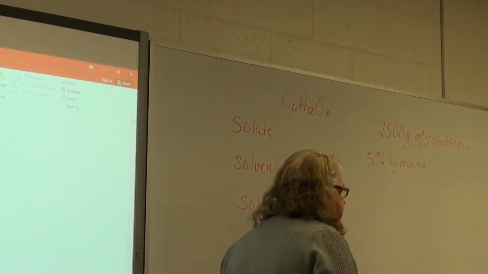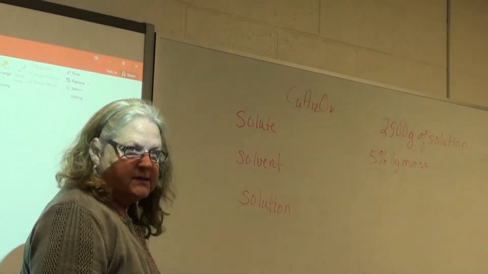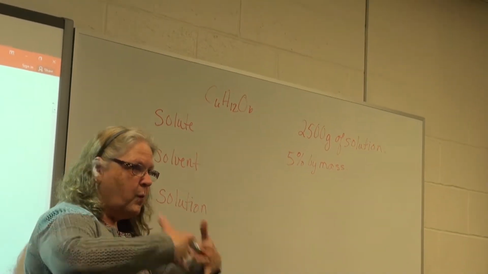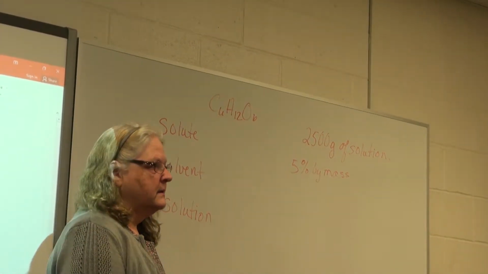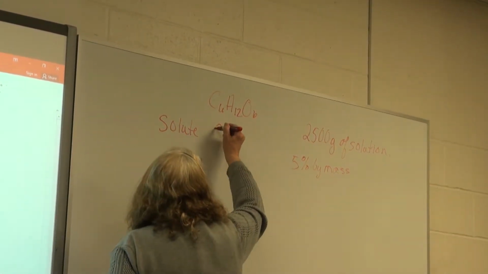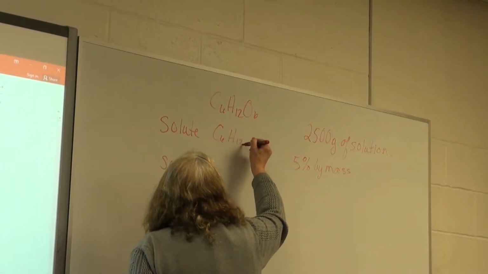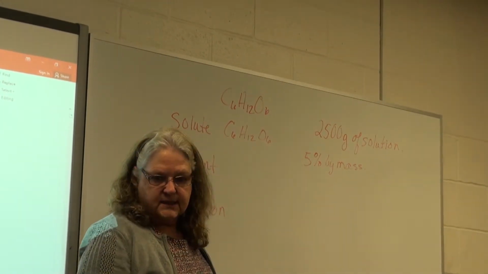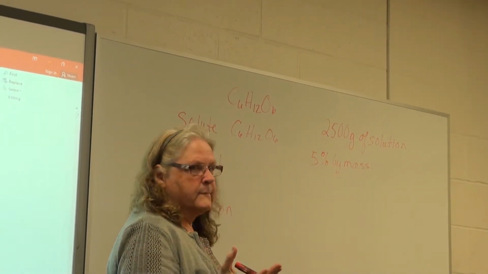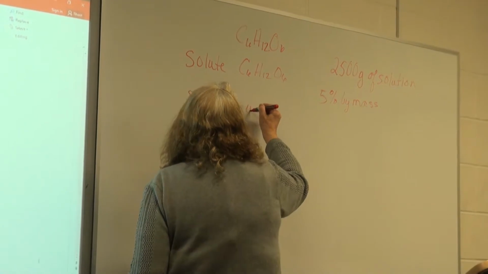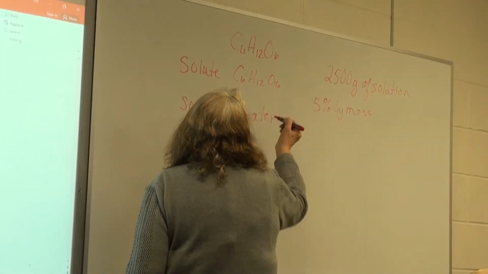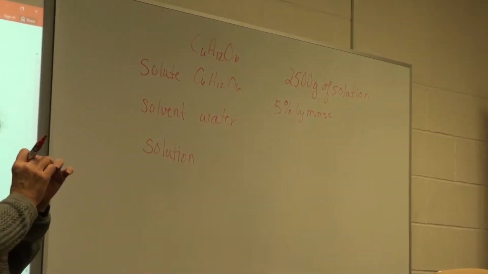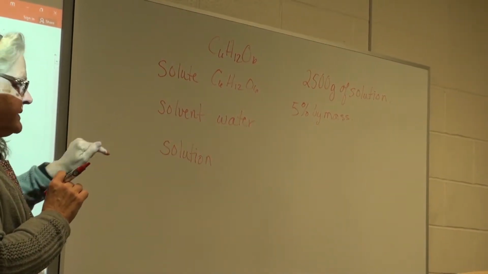All right? So first of all, what's the solute? That's the first thing you want to ask yourself when you do this problem. Not how much, but what is the solute? The glucose, the C6H12O6, that's my solute. And what's my solvent in this case? Water. It doesn't say, but we're going to assume it's water. And my solution is both. My solution is the solute plus the solvent.